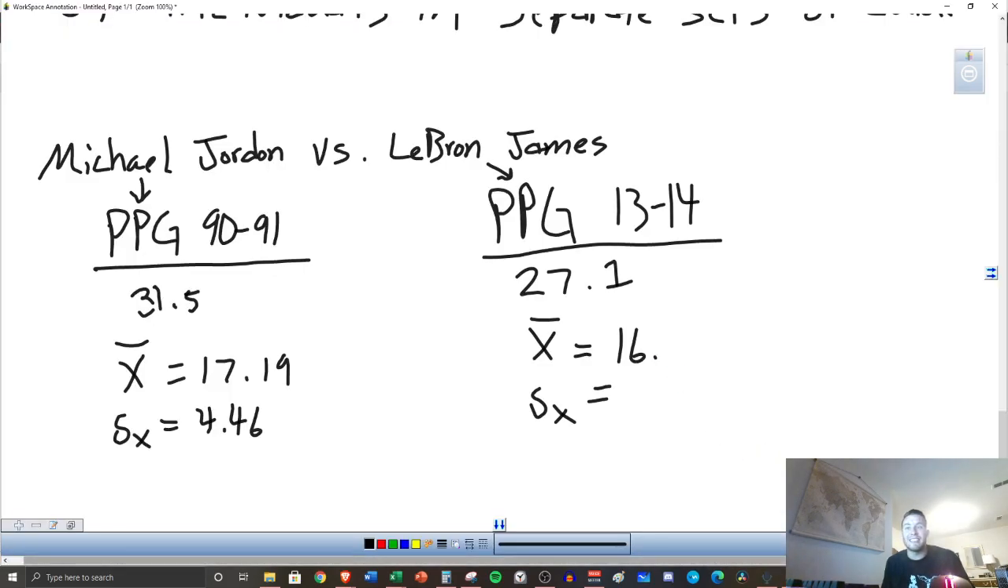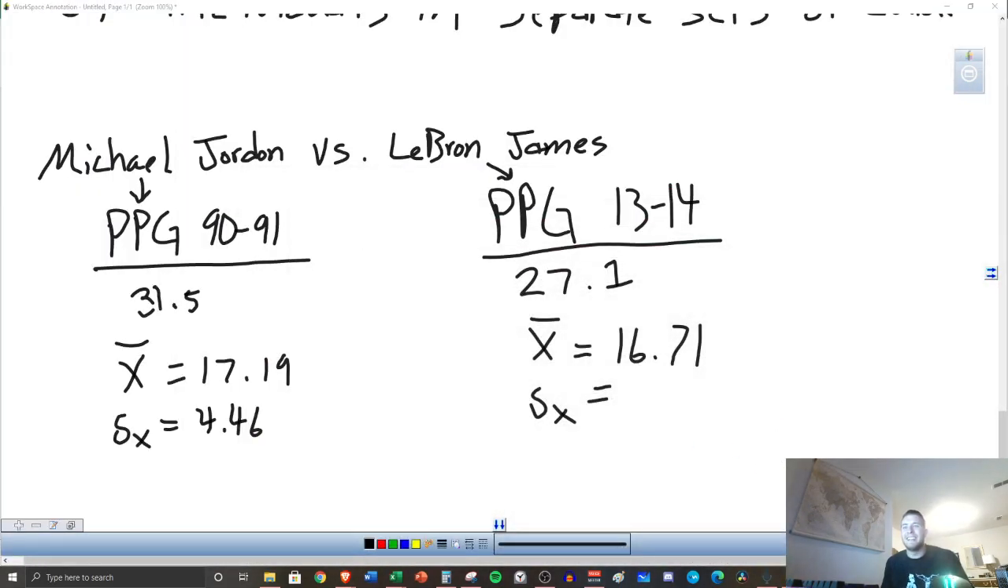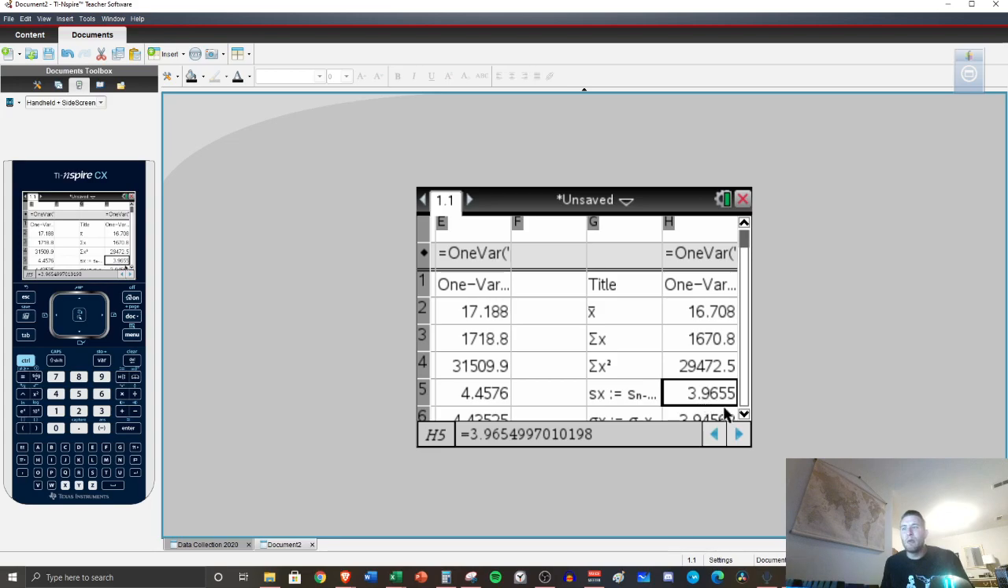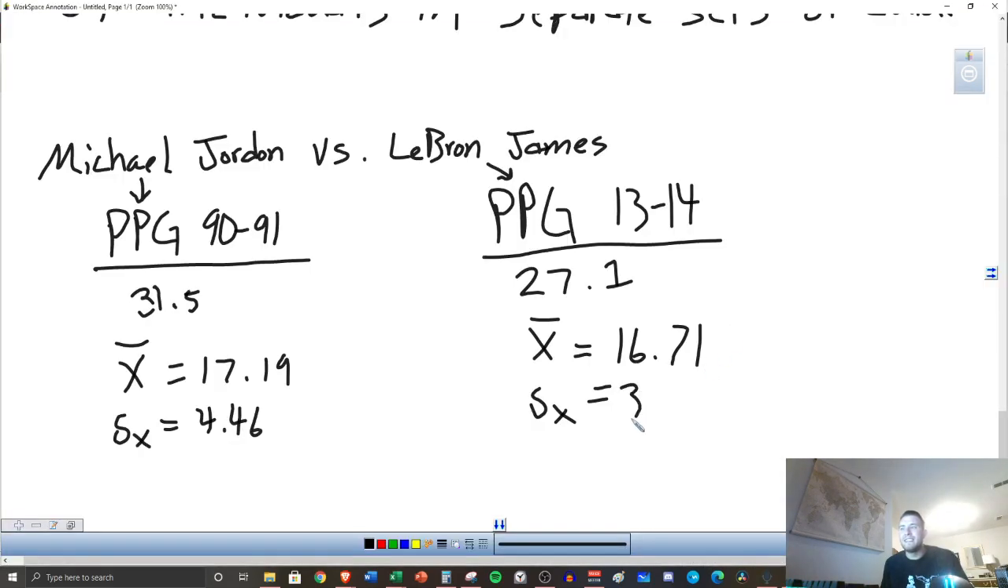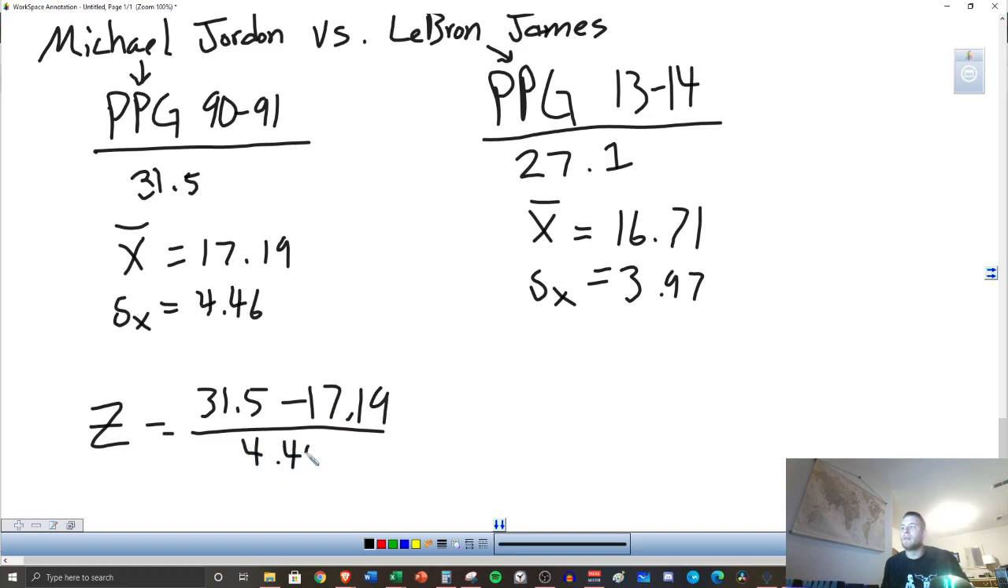Again, I've never done this, and I haven't taught this in class either, so we are discovering this together. This is 3.97. Okay, let's calculate their Z-scores. So the Z-score for Michael Jordan is 31.5 take away 17.19. You're dividing that by 4.46. That'll tell us how many deviations there are from the mean.